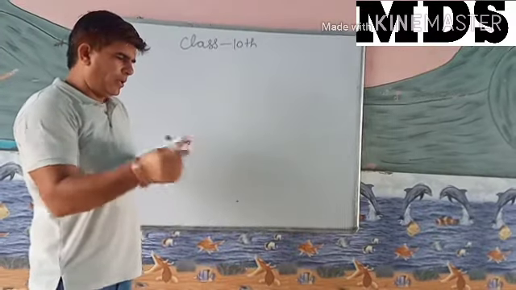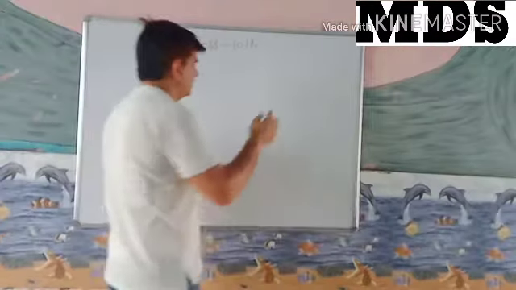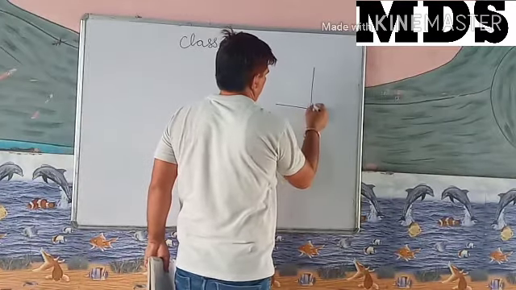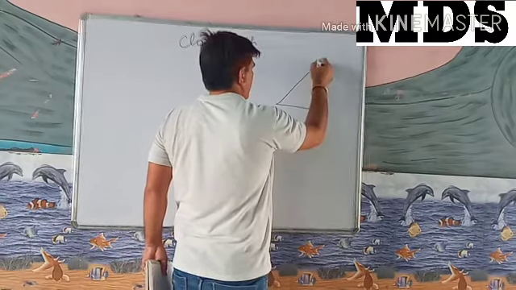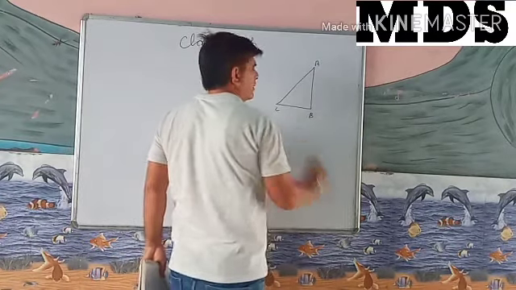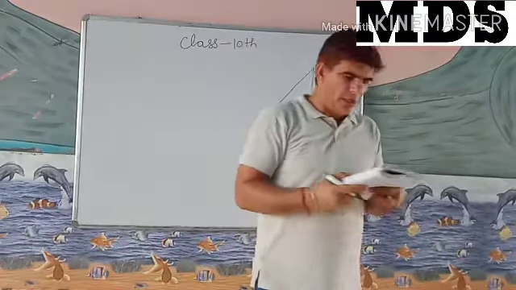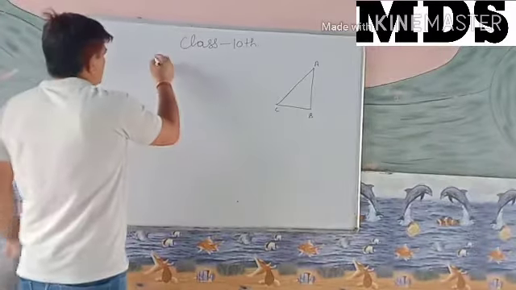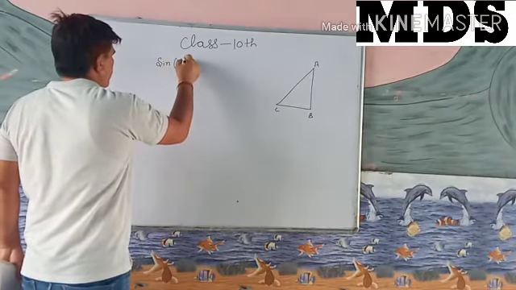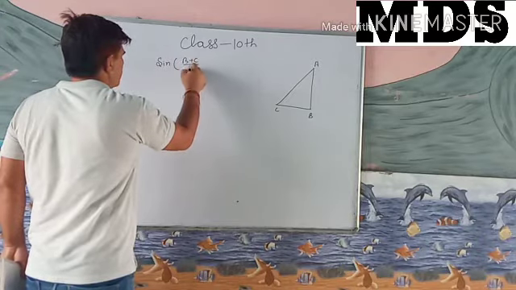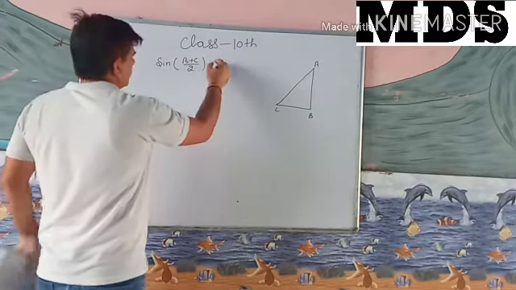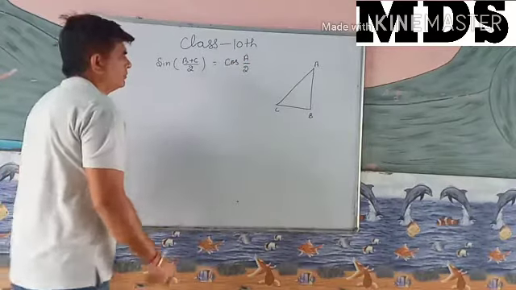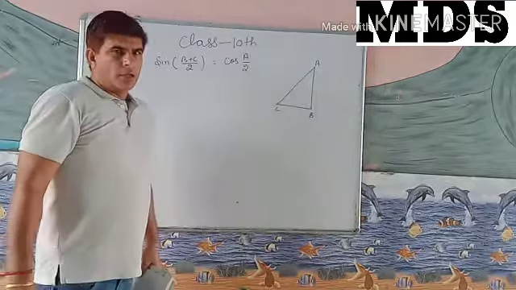If A, B, C are interior angles of a triangle, so this is a triangle you can see, A, B, C. These are the interior angles of triangle ABC. Let's show that sine of (B plus C) by 2 is equal to cos of A by 2. Understood this?